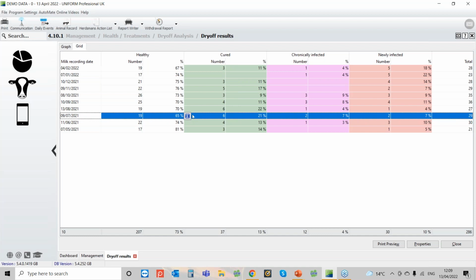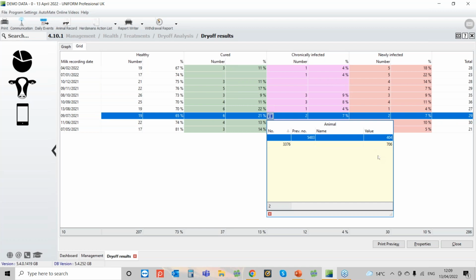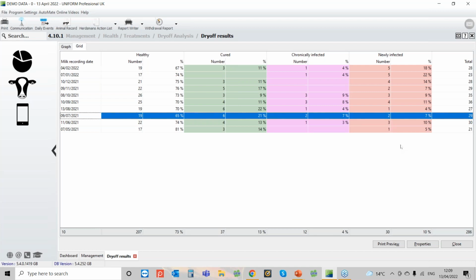So they finished high when they were dried off, but they were cured and they came in low on their first milk recording. We only have 2 cows that were chronic. And if Philippa clicks on the little icon there, you can see which cows. The one cow, unfortunately, has left the herd, and 3376, she came in at 706. So that means she finished high and she came in high.